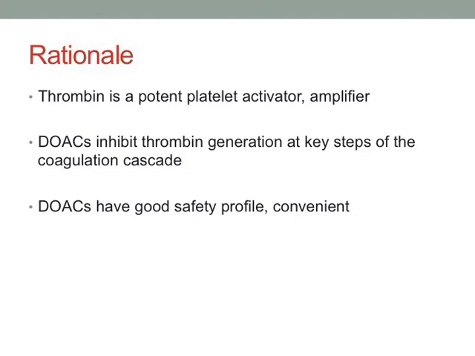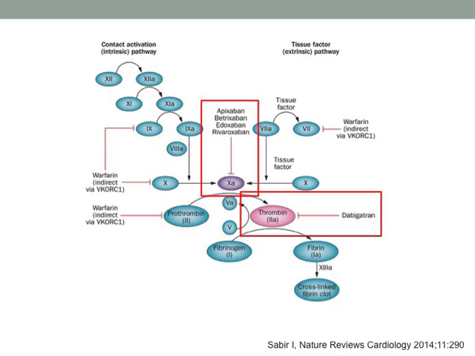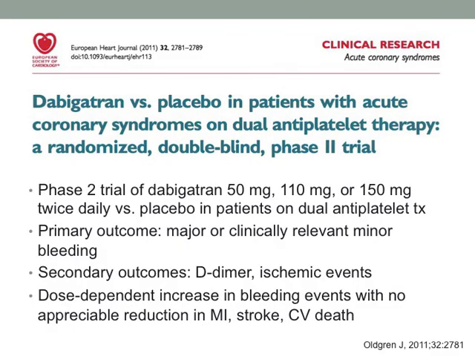And the rationale in atherosclerosis, so you saw in Dr. Banerjee's beautiful illustration on the left how thrombin plays into platelet activation. And DOACs inhibit thrombin generation at really key steps of the coagulation cascade where everything comes together. And they also have a good safety profile with respect to bleeding. And you can see here a picture of the coagulation cascade, and there will be a quiz on this later. All right, so what's the evidence?